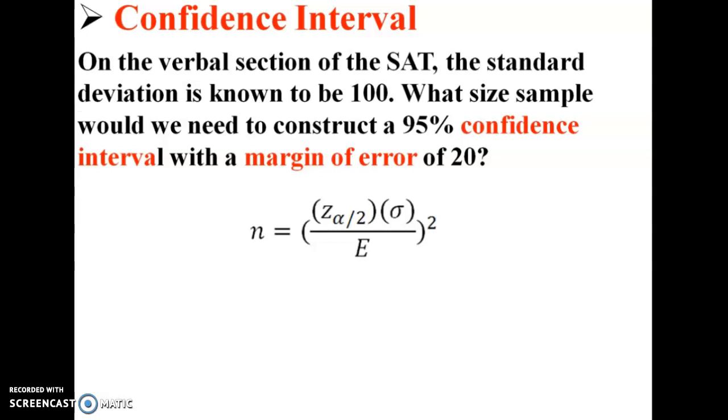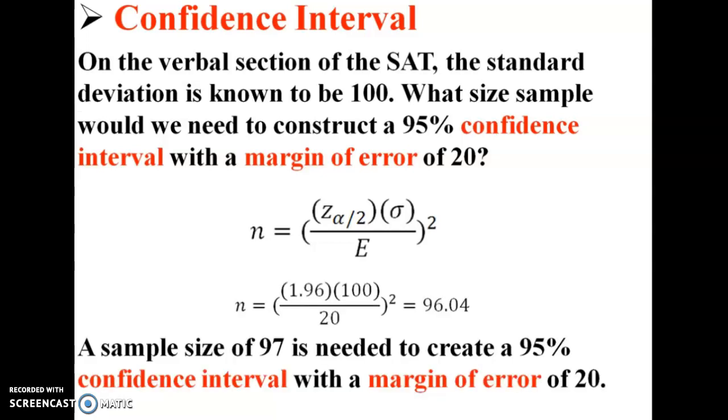We're going to plug in our numbers. And you should pause it here and take a look and see if you get the same answer. So then it should be 96.04, and we round up always. If it's 96, you wouldn't quite get a margin of error of 20. It would be larger than that. You'd have a larger margin of error then.